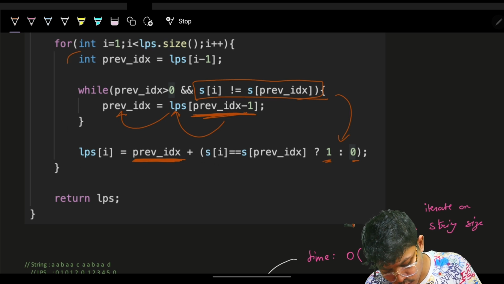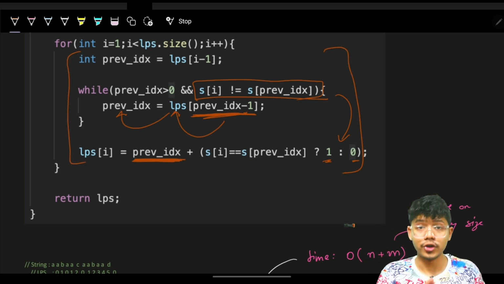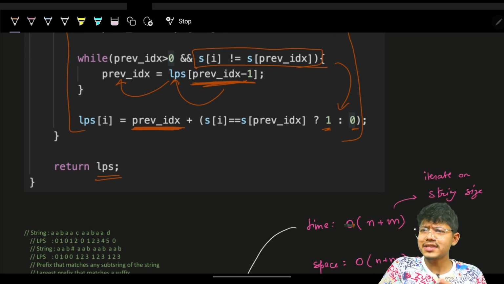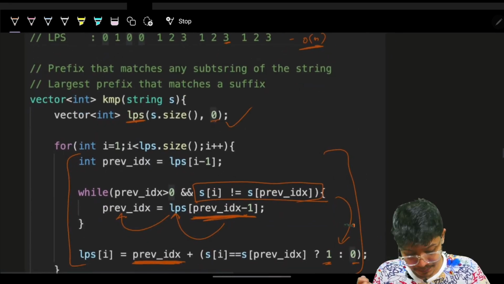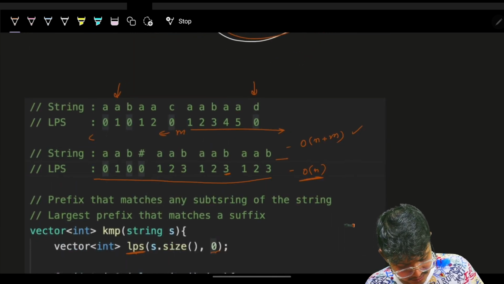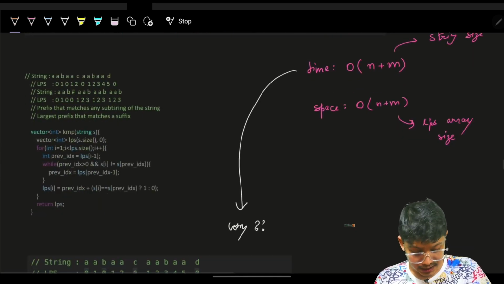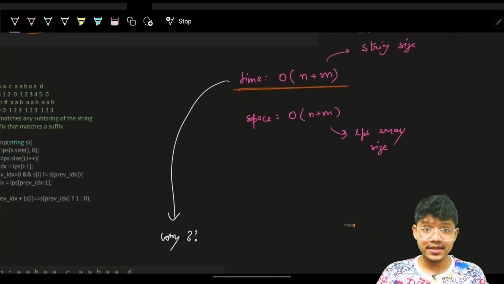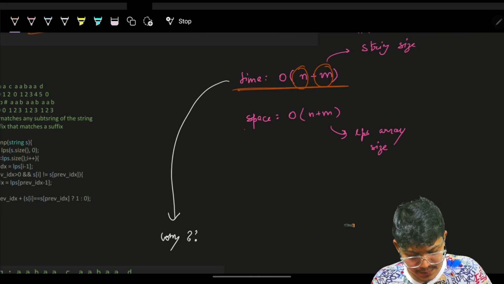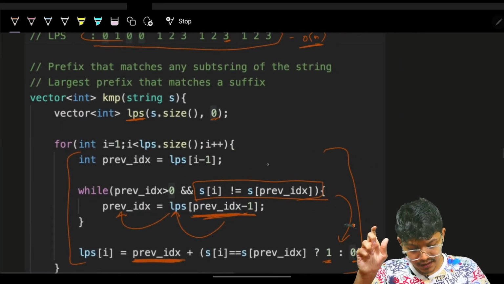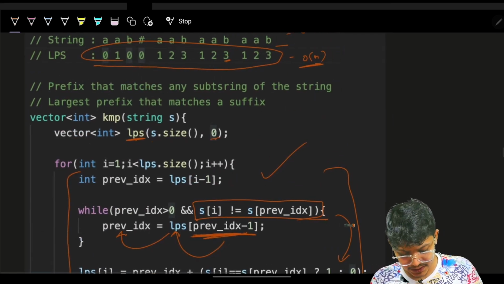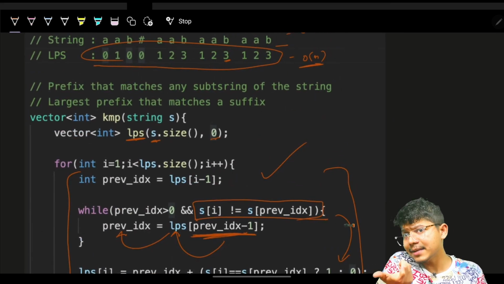And this is the only short and simple code which you need to have for your KMP. Ultimately, you can simply return the LPS length, which is this entire LPS vector. Now, the time is actually O of n plus m, where n is the pattern length and m is the string length, right? And space, for the code which I have written, is also O of n plus m, because you are building the entire string-size LPS array.